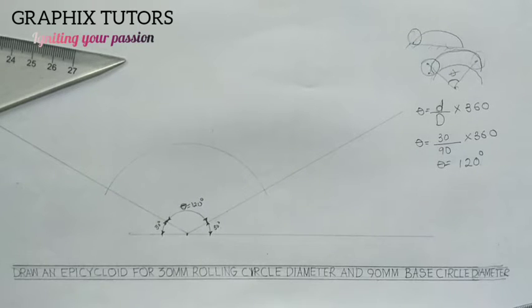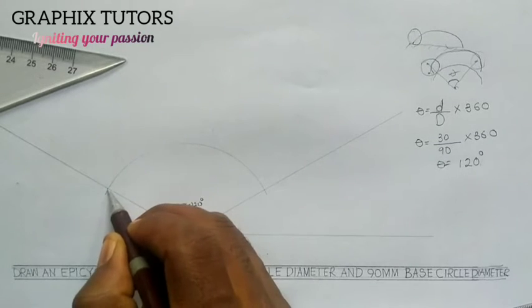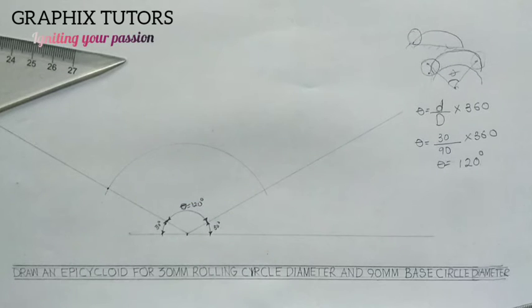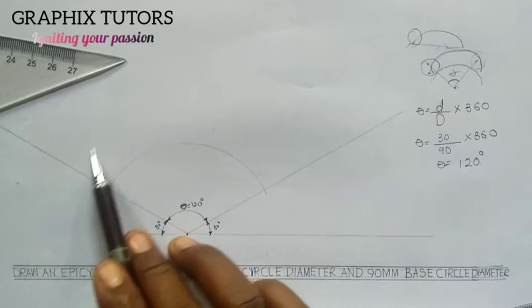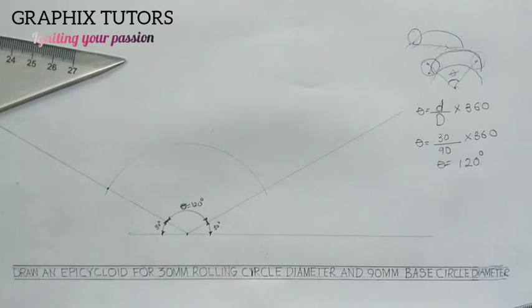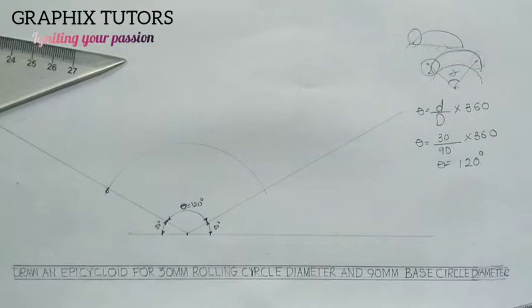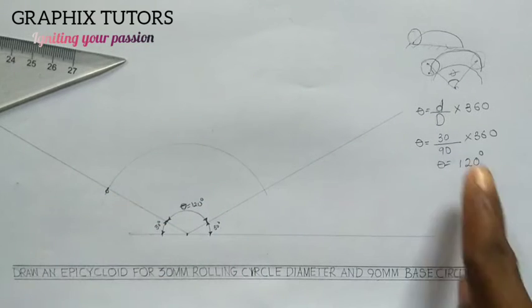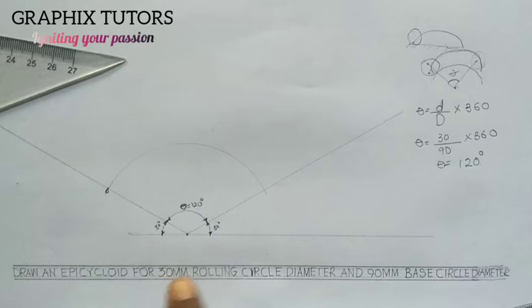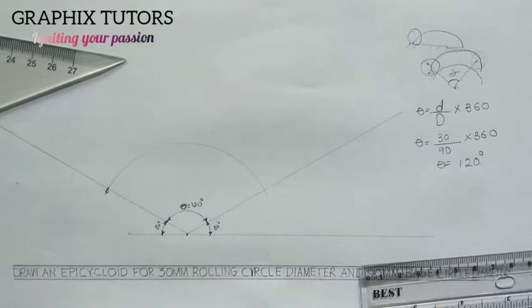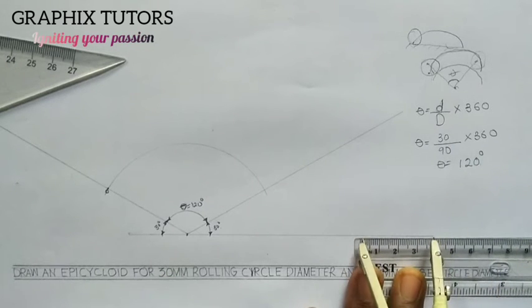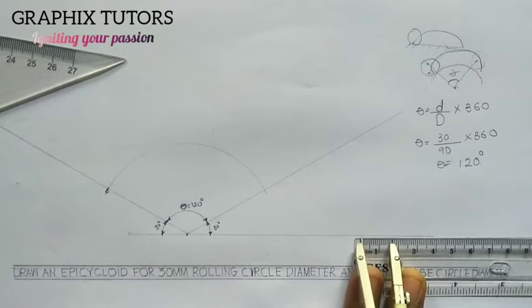Now from here, at this point, this is where my base circle is starting from, and we know that my rolling circle will be moving on the base circle, so this will just be my reference point. I'll call it point 0. That will be 0, right? Now the rolling circle is 30. So I'm going to take half of 30, which is 15.